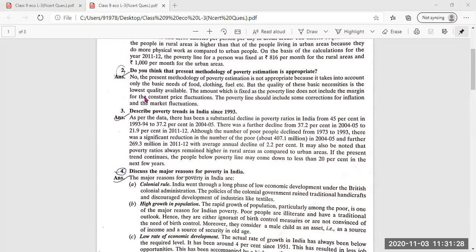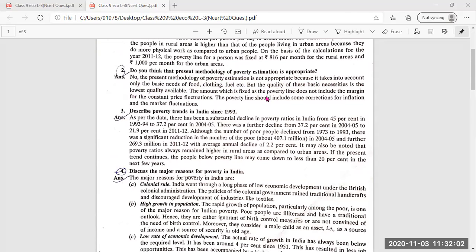The next question is, do you think that the present methodology of poverty estimation is appropriate? Whatever the present methodology of poverty estimation is, which category of people should be included as below the poverty line and which group of people can be considered above the poverty line, is that method of calculating appropriate or not? The answer will be no, the present methodology of poverty estimation is not appropriate.